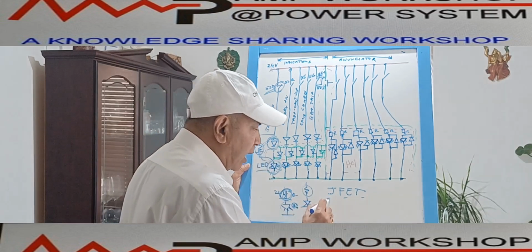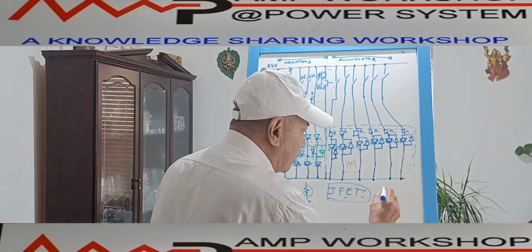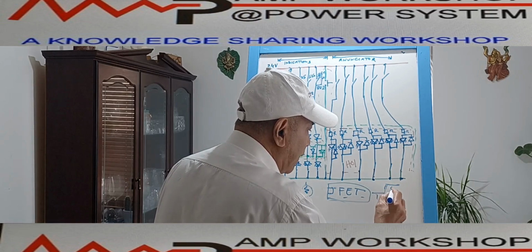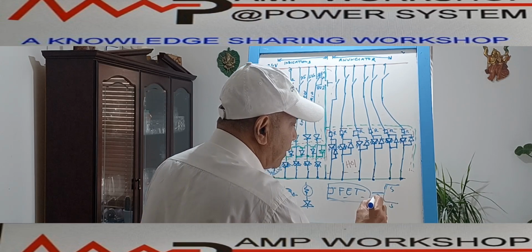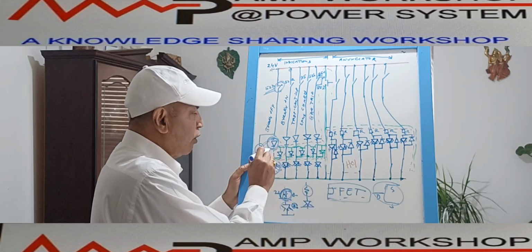That device is called a junction field effect transistor, or JFET. This transistor has a gate, a source, and a drain. Through this JFET, we can get a constant current.